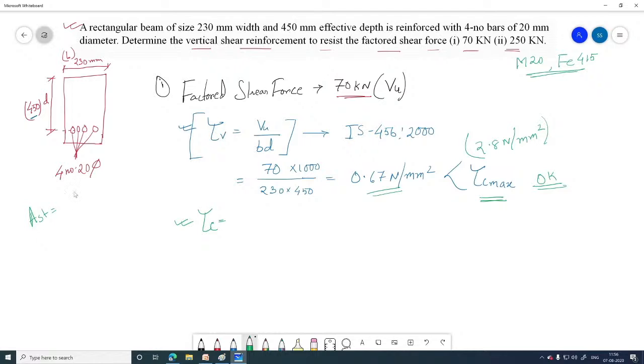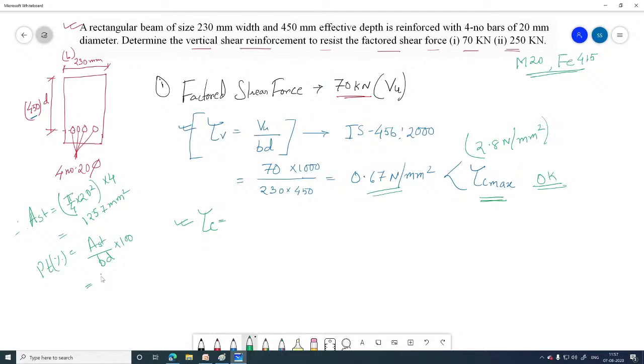So for 20 mm dia, what is the cross sectional area? That is pi by 4 into 20 square, and here we have 4 numbers of bars, so multiply it with 4. So the value that you get is 1257 mm square. Okay, this is the area of steel which is required. Now we need to determine the percentage of steel. To determine it, you know the formula, that is Ast by bd into 100.